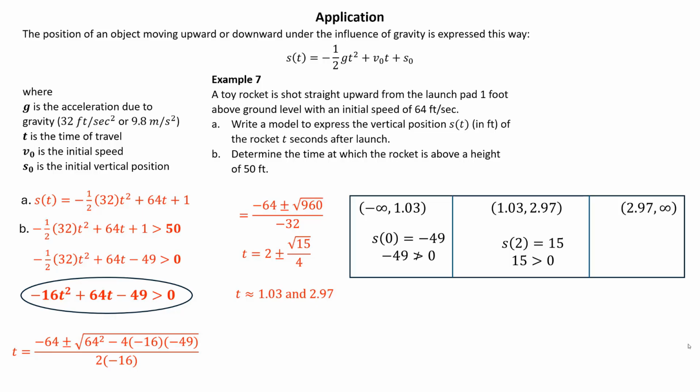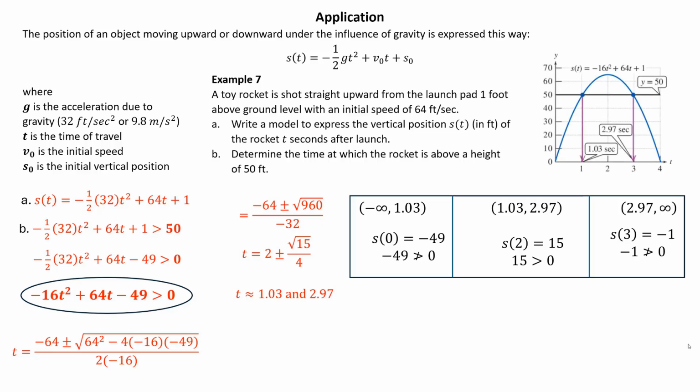And then from 2.97 up to infinity, if we put in, say, 3 in there, we get s of 3 is negative. So that is not greater than 0. So the only time that this function comes out to be greater than 0 is between the x values 1.03 and 2.97. So what this tells us in this context is that the rocket is above 50 feet between 1.03 seconds and 2.97 seconds after it's launched.